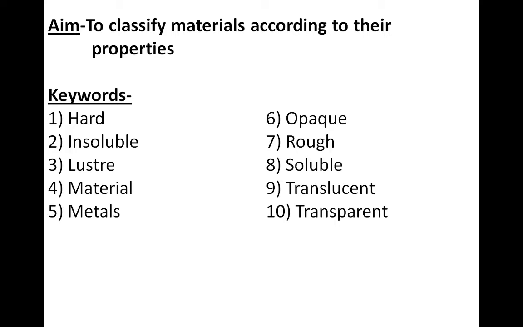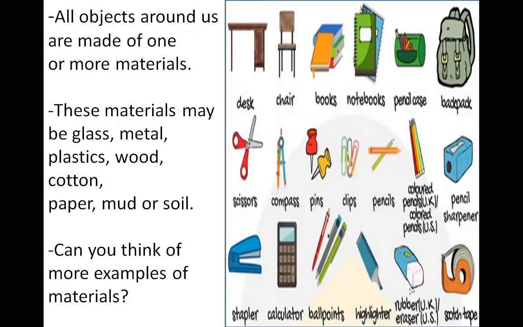Okay, I hope you have just completed your aim and the keywords. So let's start our main point. This is our first session. In this session, we are going to learn one main point, that is: what are things made of.